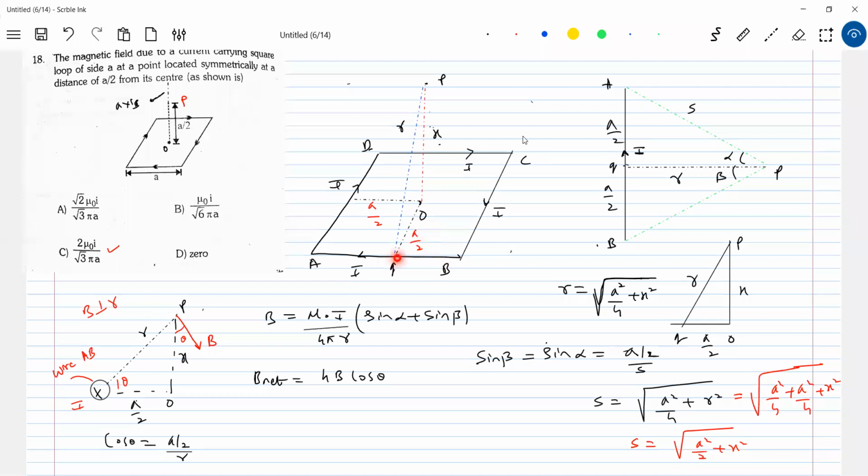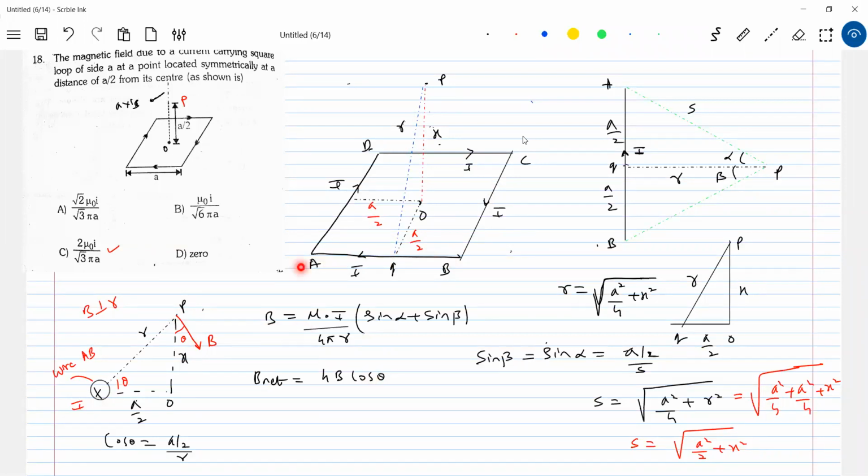Then again, you look at the triangle QOP. You stand here, and the current will be into the plane, no? Into the plane, and the field produced by this at this particular point P. So we can take an approximate rough diagram, like this is one triangle. Then due to all four sides, the field will make some angle theta with vertical. So horizontal components will cancel out. Only vertical components will get added up. So 4B cos theta. What is B?